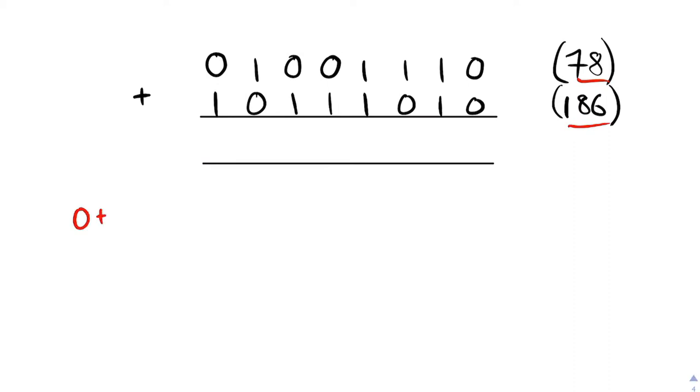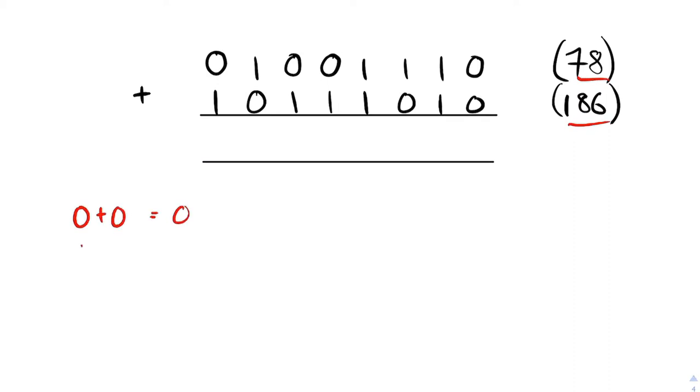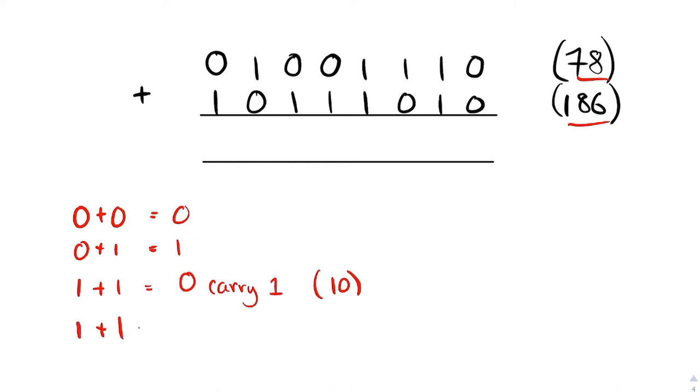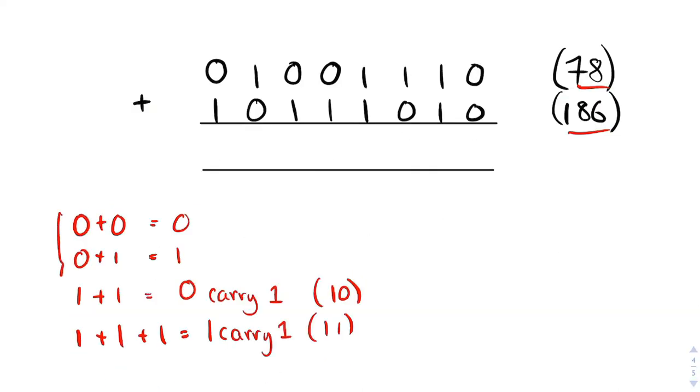Well, if you've got 0 plus 0, that's fine. That's just a 0. A 0 plus a 1 is just a 1. 1 plus 1 is a 0 carry 1, otherwise known as 1, 0. And 1 plus 1 plus, if we've already got a carry 1, is 3, which we represent as 1 carry 1, or 1, 1 in binary. So those are our rules that we need to apply.